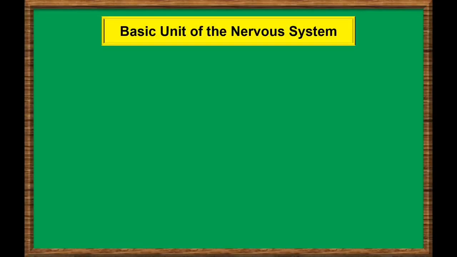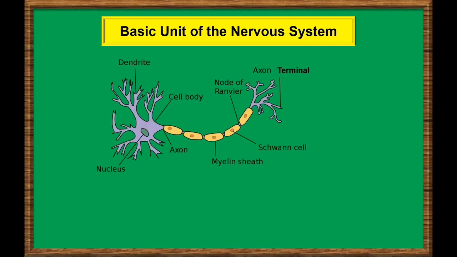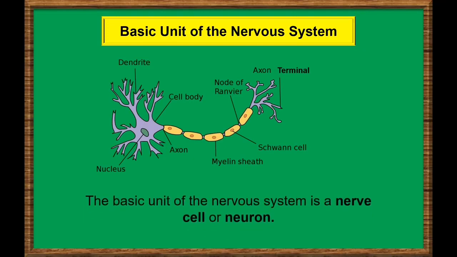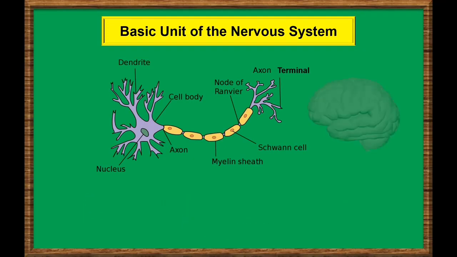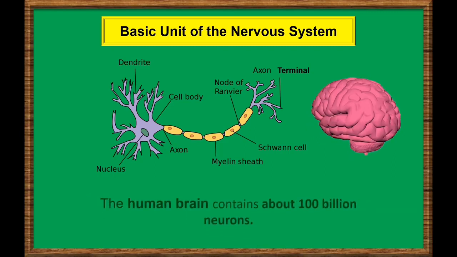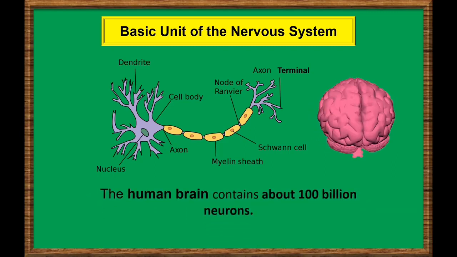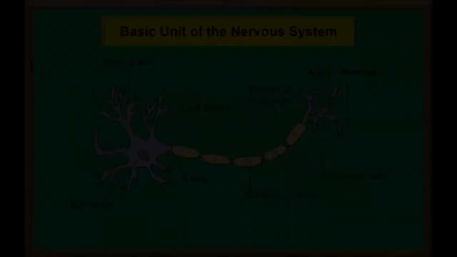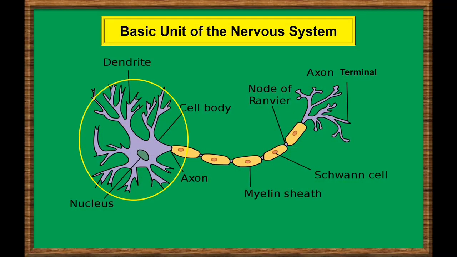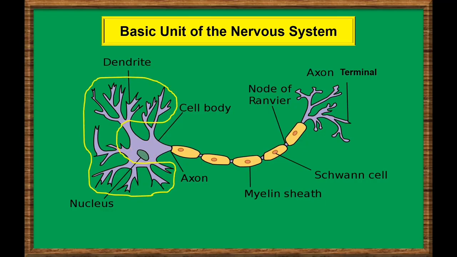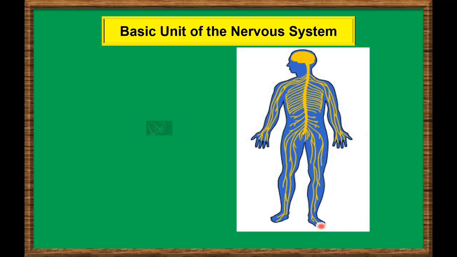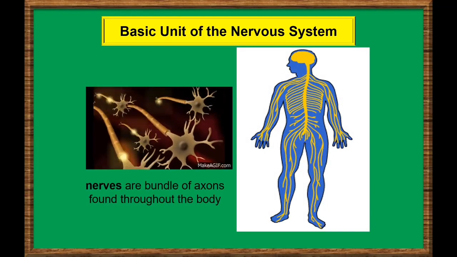The basic unit of the nervous system is a nerve cell or neuron. Did you know that the human brain contains about 100 billion neurons? A neuron has a cell body, which includes the cell nucleus and special extensions called axons and dendrites. Bundles of axons called nerves are found throughout the body.